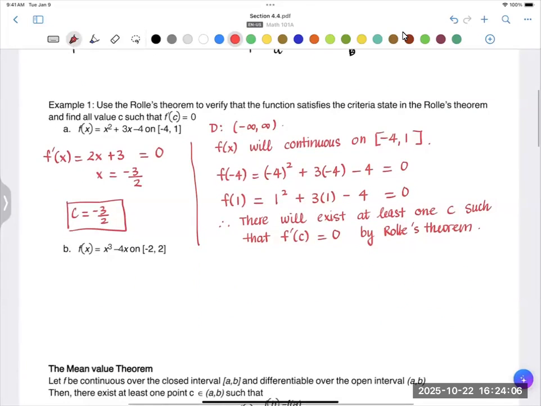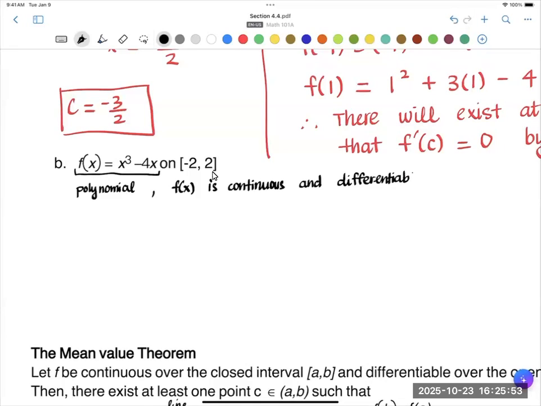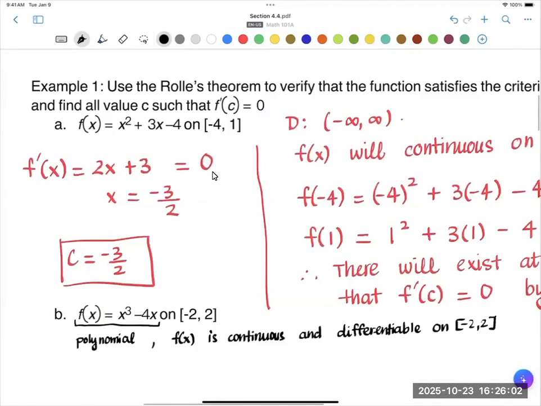Now check the second equation. All right, let's take a look at this example. I have f of x equal x cubed minus 4x on [-2, 2]. Now we're going to check the conditions. So this is a polynomial, so f of x will be continuous and differentiable on [-2, 2]. Okay, and then we're gonna have to check one more condition, which is f of a and f of b.